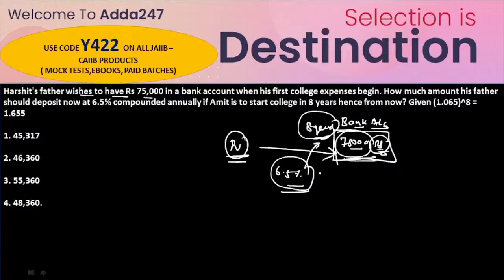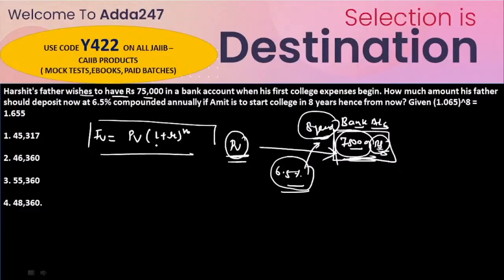I always recommend that you understand the relationship between the present value and the future value. We know that future value equals present value multiplied by (1 plus r) to the power n. In this question, r is the interest rate and n represents the number of years. Now because it is compounded annually, we assume that n will be equal to 1.